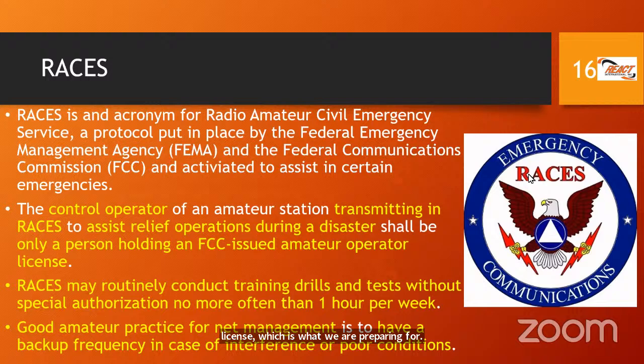Because RACES are about emergencies, you would say, well, all right, we need to practice, we need to conduct exercises or drills, as sometimes we'll call it, or tests. We need to carry that out. And that is true about RACES operations. But we need to be aware, and this is an exam question, RACES may routinely conduct training drills and tests without special authorization, but no more than 1 hour per week. So yes, you can do your tests, your drills, your practice, your exercises as a member of RACES without getting approvals. But you have a limit. No more than 1 hour per week. That's an exam question.